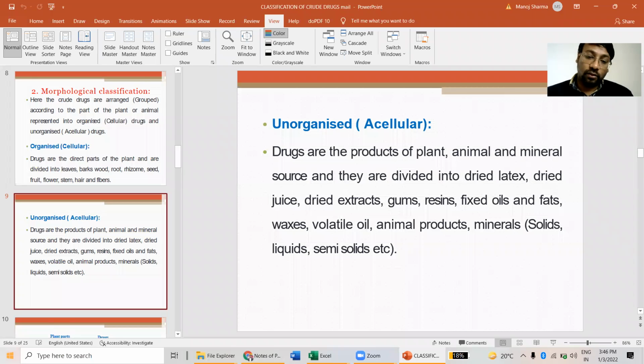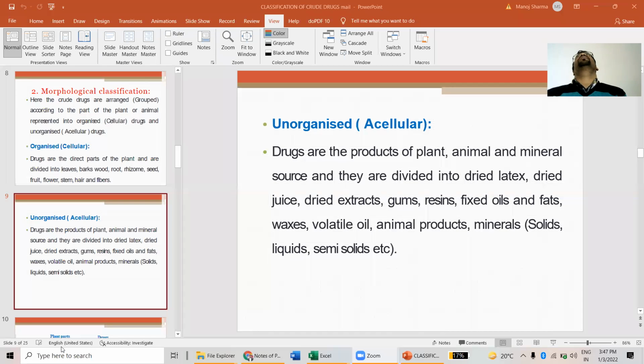Many times the question is asked on the basis of unorganized and organized crude drug. Because if somebody asks cellular, acellular, you can understand they want to ask whether tissue is there or not, whether root or rhizome is there or not. But for acellular, you can tell the fixed oils, gums, juice, resins, fat, these are all acellular products, minerals. There are no cells present in the soil as such.